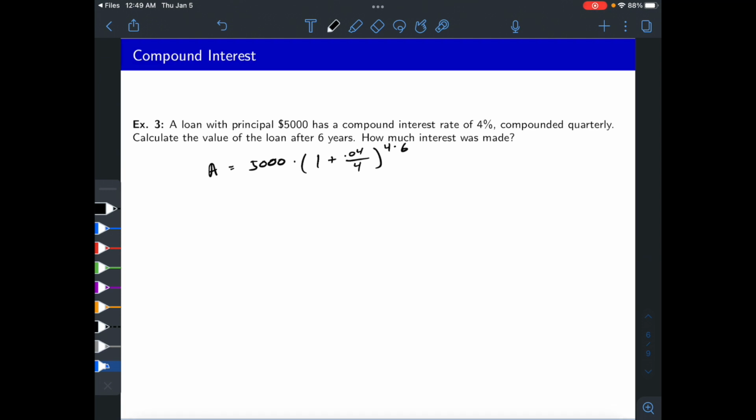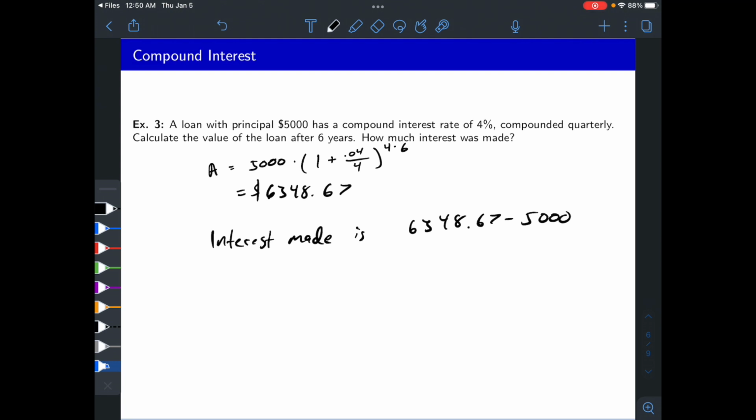And we put this into our calculator, and that tells us this is equal to $6,348.67. Okay, so how much interest was made? Well, this is the value of the account, and this is what we started with. So the interest made is just the difference: 6348.67 minus 5,000, or just $1,348.67.